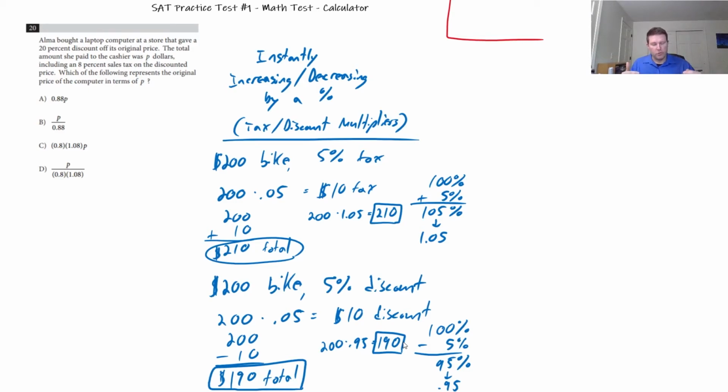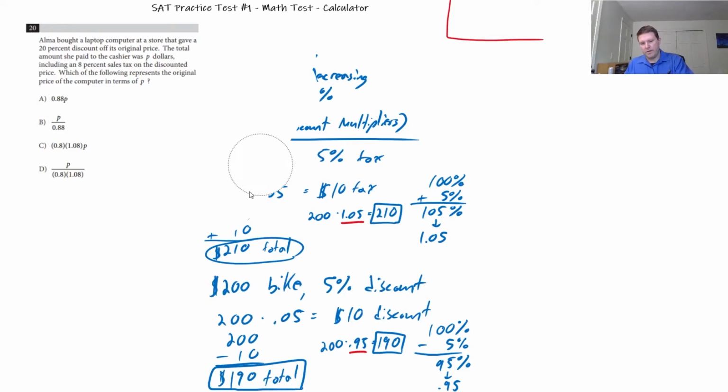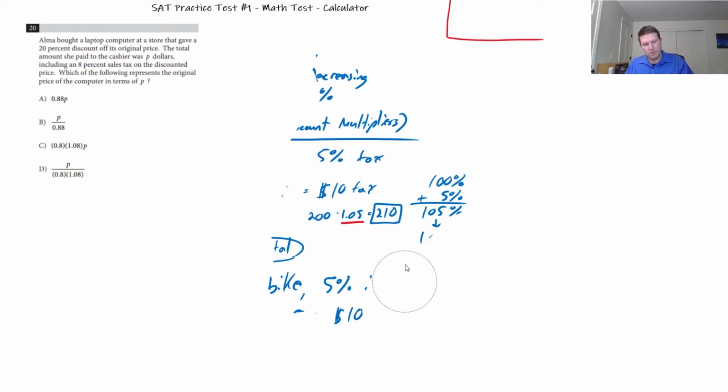This is super important because let's say you are going to be taxed but also get a discount, like you are in 20 here. You're going to want to know about these tax and discount multipliers so you can chain them together. Okay, so here's what I mean. We're going to go ahead and erase this.